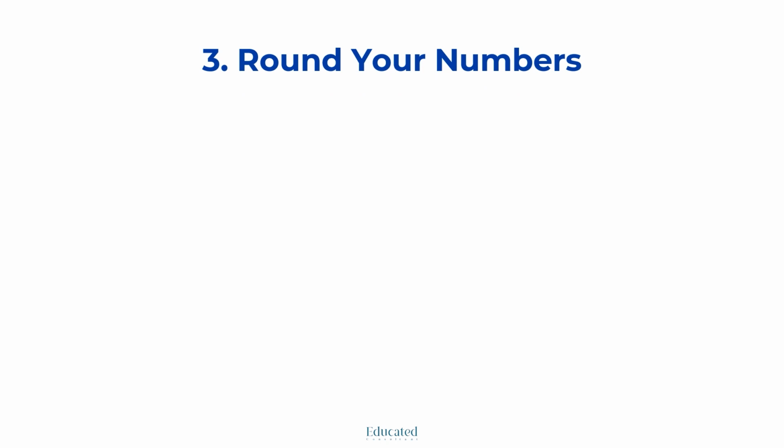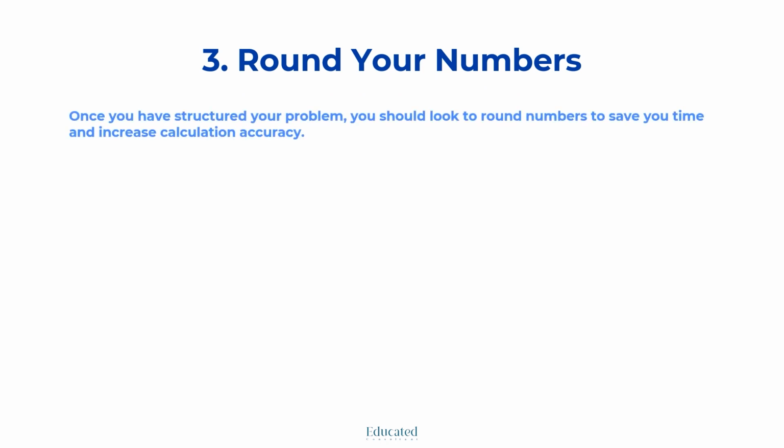Step 3 is to round the numbers you are going to use in your calculations. To do so, you should ask the interviewer if you can round numbers, and if so, confirm they are happy with the numbers you are rounding them to. By rounding the numbers, you will be able to complete your calculations faster and with more accuracy.